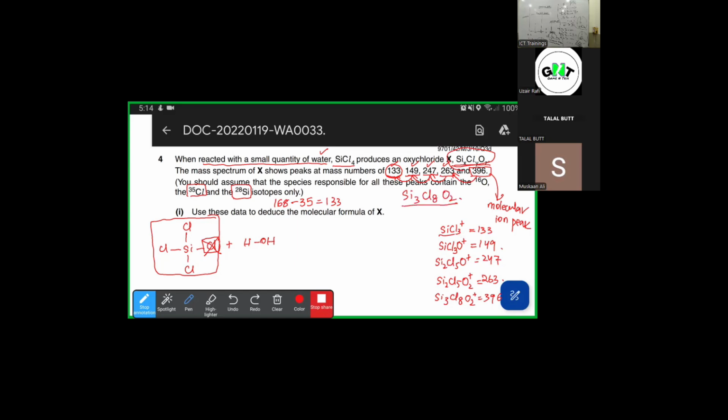Now, if you want to draw the structural formula, firstly you got SiCl3, so draw Si with 3 chlorine like that, and then one oxygen is attached. Then one Si and two Cl attached, and then one more oxygen, and then one Si and 3 chlorine are attached. So this is the structural formula of this compound. Did you get it?